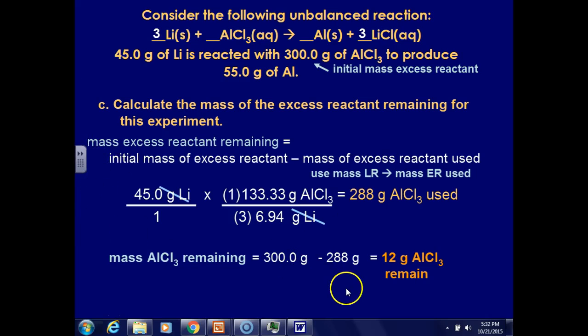All right, so that should give you enough information to be able to work the problems in class involving lab stoichiometry.